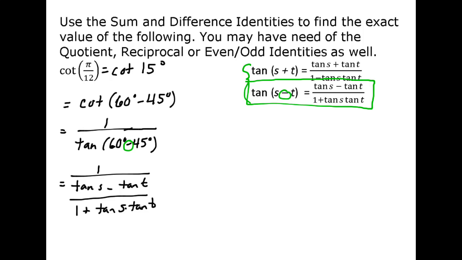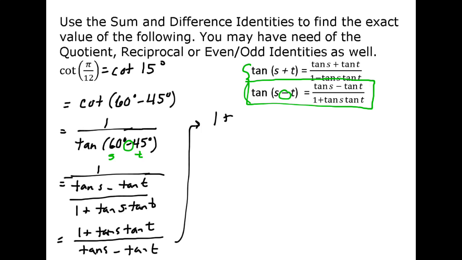And then that's just the reciprocal, so that just flips the denominator, right? You invert and multiply and you get the 1 plus tangent of s times tangent of t over tangent of s minus tangent of t. Okay, so let's go ahead and figure out our s and t. The s was the first term, so that's the 60 degrees, and the t is the second term, so that's the 45 degrees. So let's fill those in.